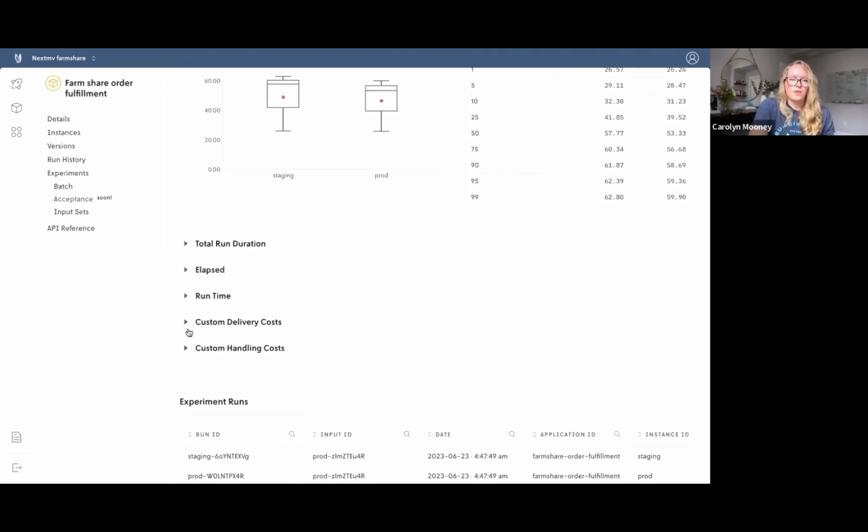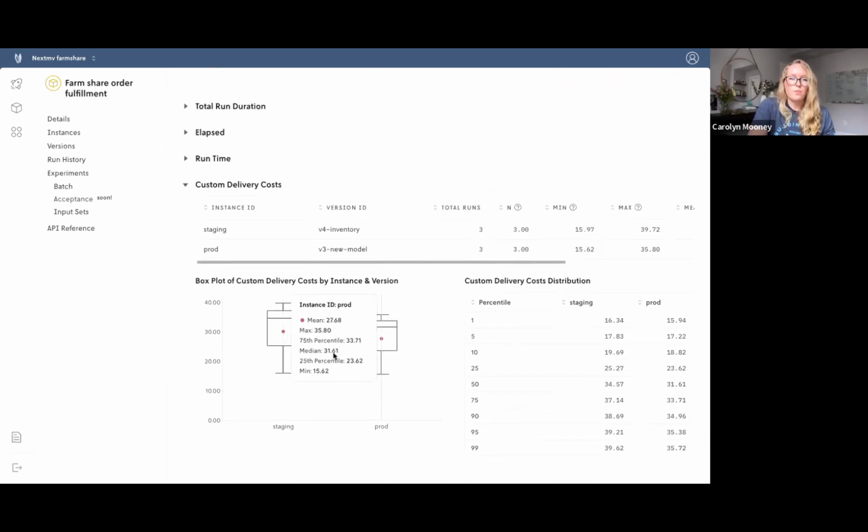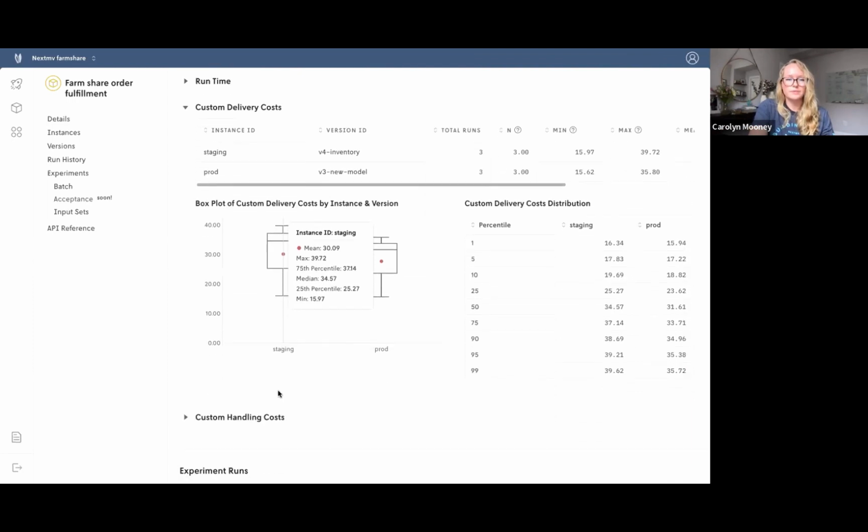Again, we have custom metrics. And so the two custom metrics we care about here are the components of our value function. They are one, delivery costs. So from production to staging, we can see that delivery costs increased. This to me isn't that surprising because what we are saying is each DC can only handle a certain amount of things. And so we probably end up pushing more orders to farther DCs. And so that delivery cost per carrier ends up increasing.